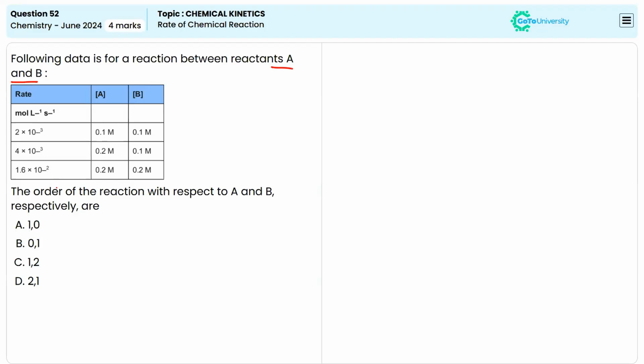We have to predict the order of the reaction with respect to reactant A and reactant B. Here the rates are given and the concentrations of A and B are also given. So first let us take the rate of the reaction equal to rate constant times the concentration of A raised to X, concentration of B raised to Y. I have to find out the value of X and Y.